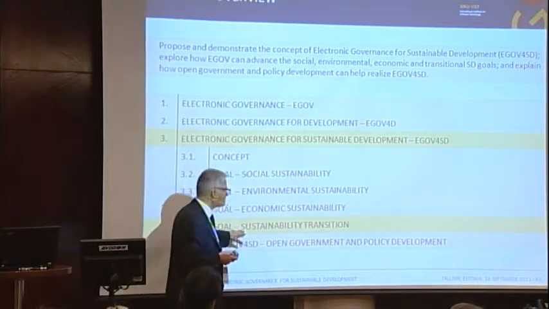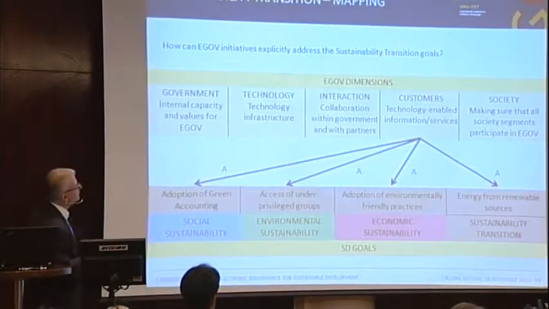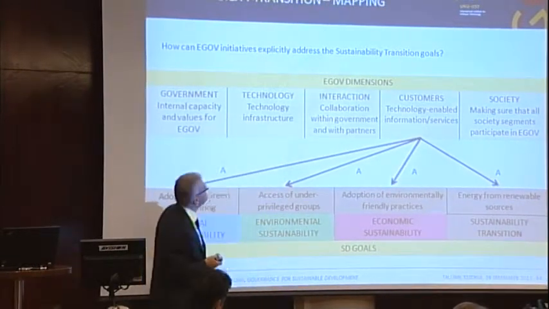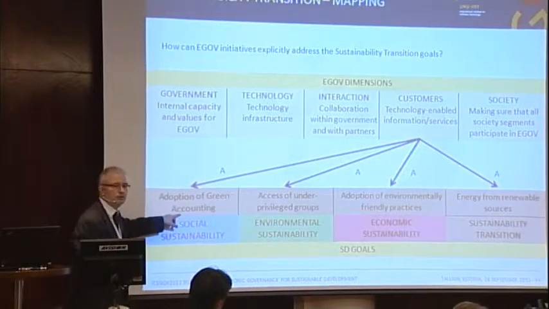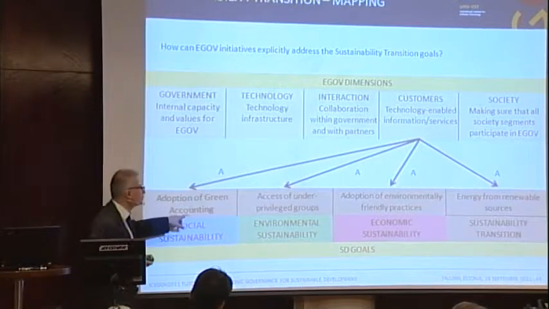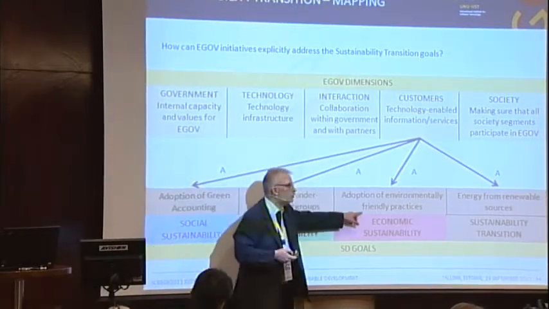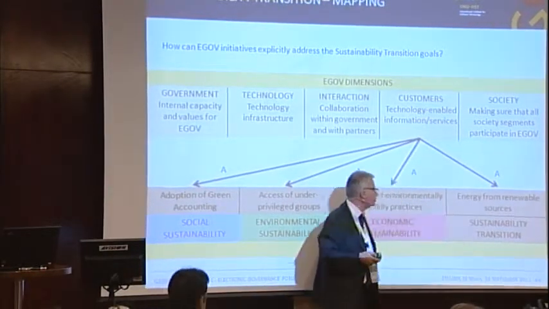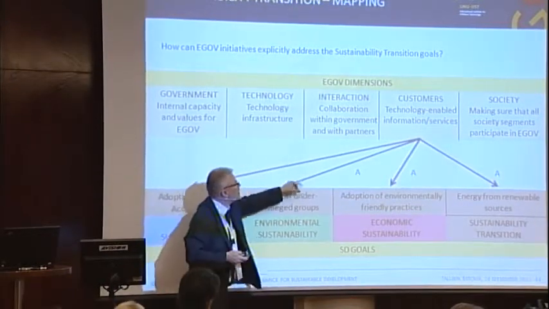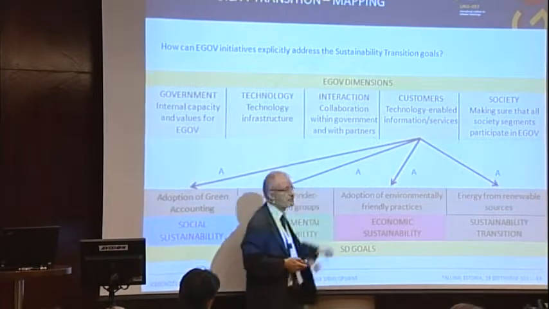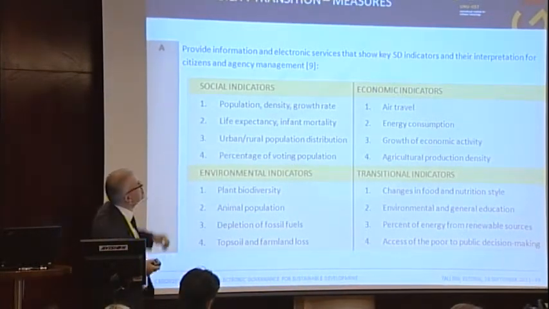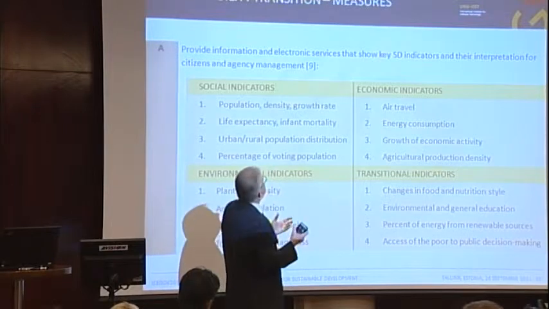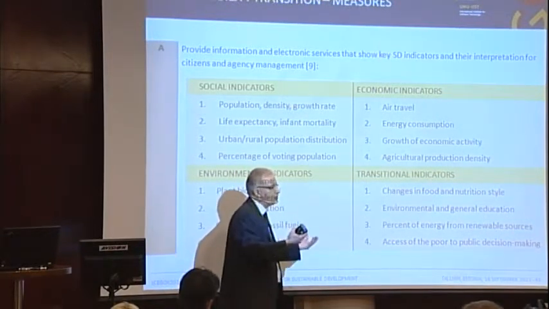And the last dimension, the last goal, is sustainability transition. Here we look at how ICEGOV initiatives can address the sustainability transition goal, including the goals of adoption of green accounting, access to underprivileged groups, adoption of environmentally friendly technologies and practices, and generation of energy from renewable sources. We have only one measure applied here on technology-enabled services, and this is to provide information and services that show key sustainability indicators and how they can be interpreted in our daily life or in the decision-making by businesses.